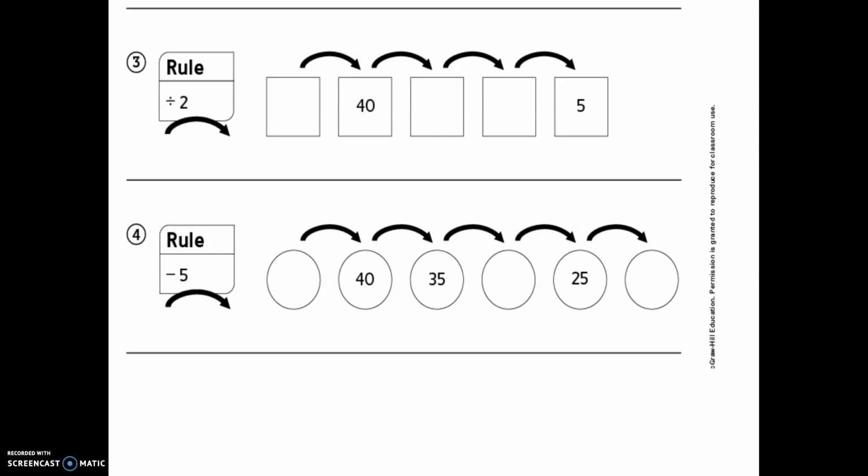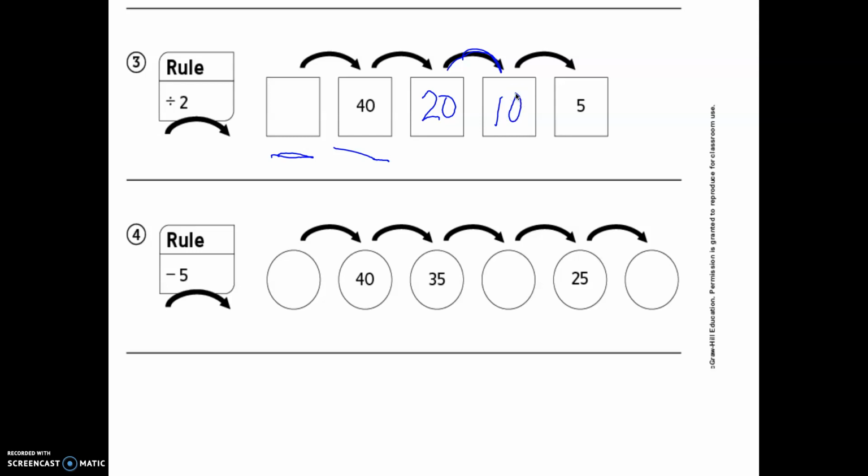Ooh, divided by 2, which means in half. I don't have a number to start with at the beginning, but I have one here. So when I think of divided by 2, it's half of that number. So I have 40. 40 divided by 2. What's half of 40? Half of 40 is 20. Now it's 20 divided by 2, or what's half of 20? Half of 20 is 10.